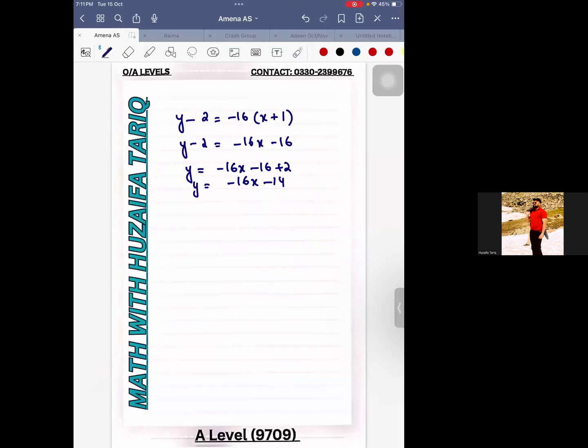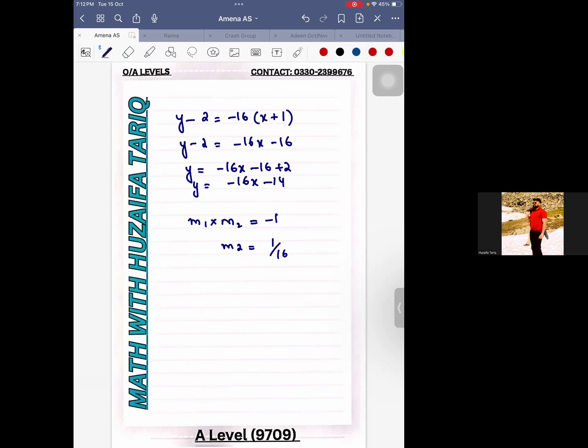They ask you to find the equation of normal as well. To calculate the equation of normal, we have to apply the formula for perpendicular lines, that is m1 times m2 equals minus 1. We have the value of m1, which is minus 16. So the value of m2, after substituting m1, you will get minus 1 by minus 16, that is positive 1 by 16. That will be the answer.